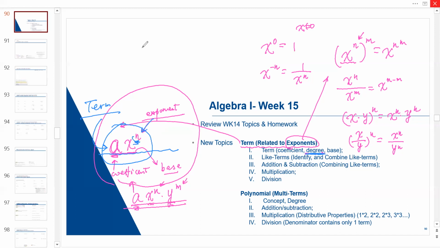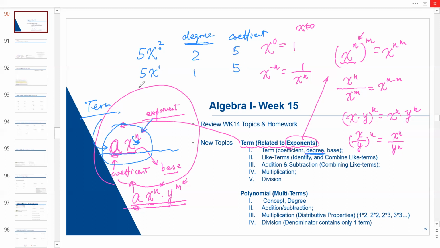Let me give a quick example. Say 5x squared. So the degree is 2. If we just say 5x, the degree is only 1, which comes from the exponent here. The exponent is considered the degree. And the coefficient for this one is definitely 5. For this one, the coefficient is also 5.